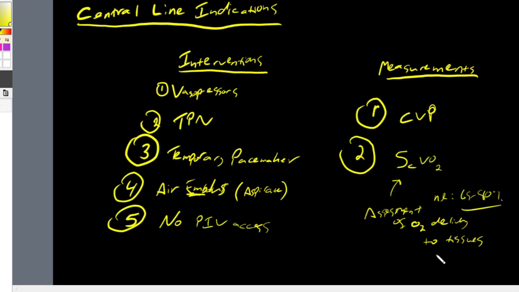So in summary, central line indications, I break them off between interventions and measurements. Our interventions involve if you're administering vasopressors, if you're giving TPN, if you need to pace the patient temporarily, if you need to remove an air embolus, and if there is no other IV access that you can get. Our measurements involve if you want to monitor CVP or if you want to monitor your central venous oxygen saturation.